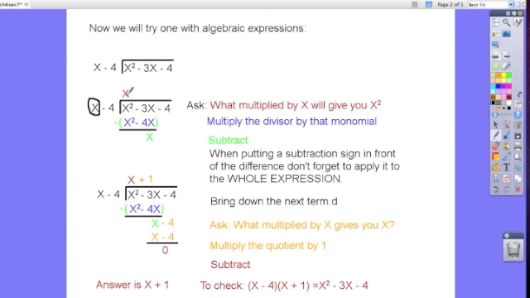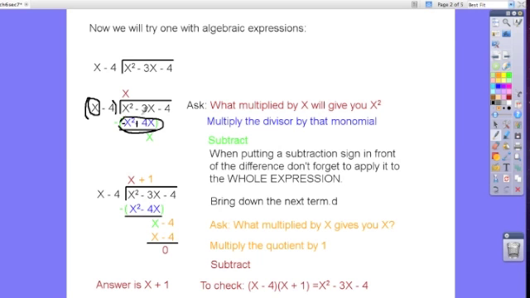Just x. Now you have to multiply x times this whole quantity here. So we say x times x is x squared, and x times negative 4 is negative 4x. And then you have to subtract, but you're subtracting this whole quantity. So you have to change the sign. This is a positive sign, so this becomes a negative sign. And since this is negative, this becomes a positive sign, because this means the opposite of this quantity.